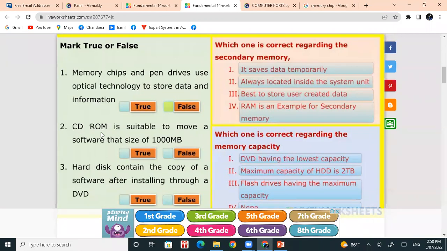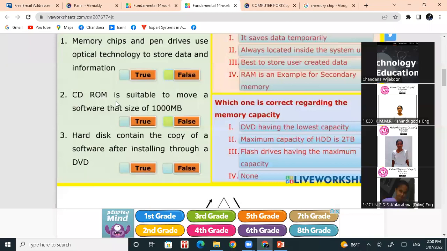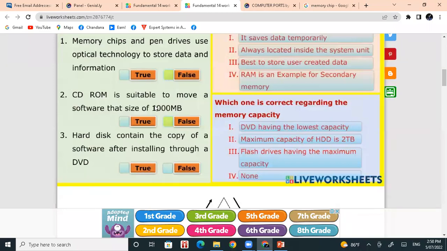Second one: CD-ROM is suitable to move software with a size of 1000 megabytes. True or false? False. Yes, because the maximum size of a CD-ROM is 750. Therefore, there is no chance to move 1000 megabytes of files through a CD-ROM.